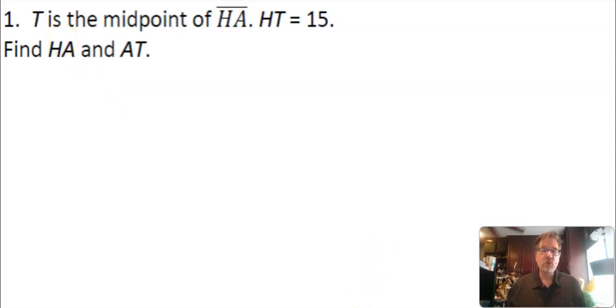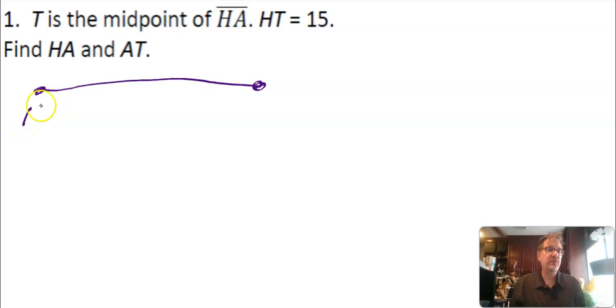If I give you words, the best thing you can do, if all I give you is words, is draw this picture. Let's draw a picture where T is the midpoint of segment HA. So I am going to draw in segment HA, and T is the midpoint. That means T is smack dab in the middle. So I can mark it like this.